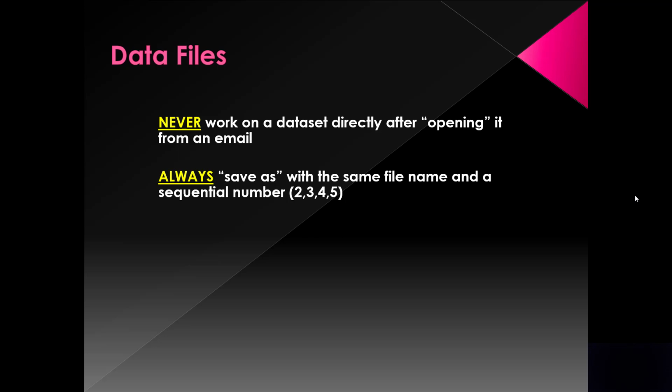So when you get a data set from a group member, always open it and then go to File and Save As, and save it with the same file name and add a sequential number. Like if you've opened up the database and the number after the name is 3, then Save As and make it 4.